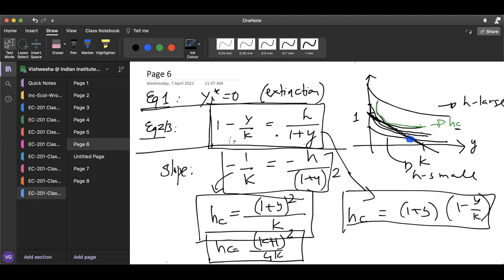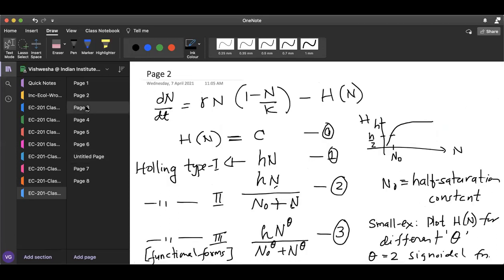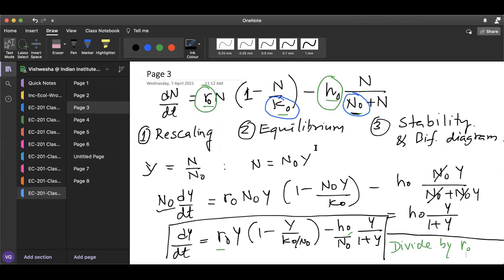And the other question I had was, what is K0? K0 was the carrying capacity of the original system. Right. So if you go back to the equation, we have defined K as K0. This K0 is the carrying capacity of the system if there was no harvesting. Oh, okay. So carrying capacity changes with harvesting, or what? No, it doesn't change. We have just rescaled everything.